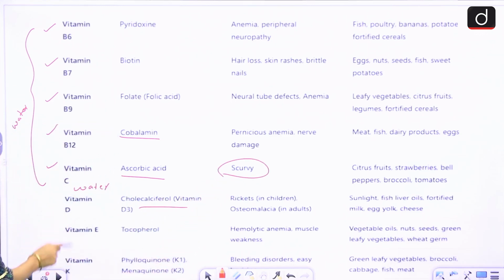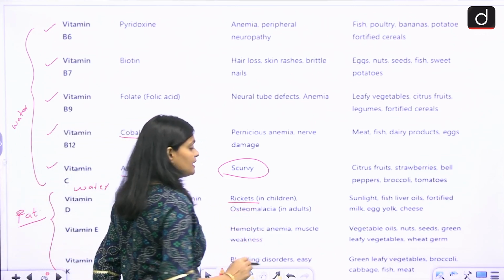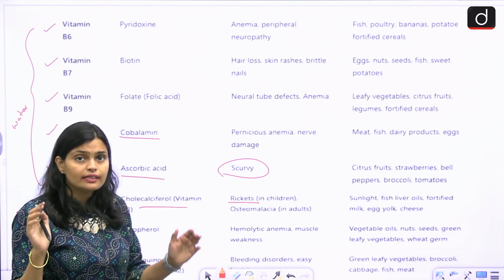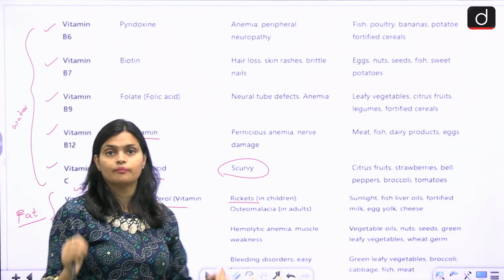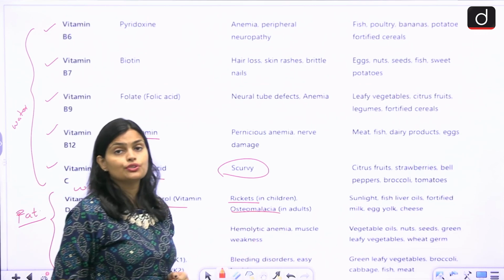Now vitamins K, D, E and K, all these are what? All these are your fat soluble vitamins. Now vitamin D, calciferol, in case of children deficiency causes rickets. Rickets में क्या होता है कि जो legs होते हैं ना वो ऐसे bow shape हो जाते हैं, okay, and the adults get a disease called osteomalacia.